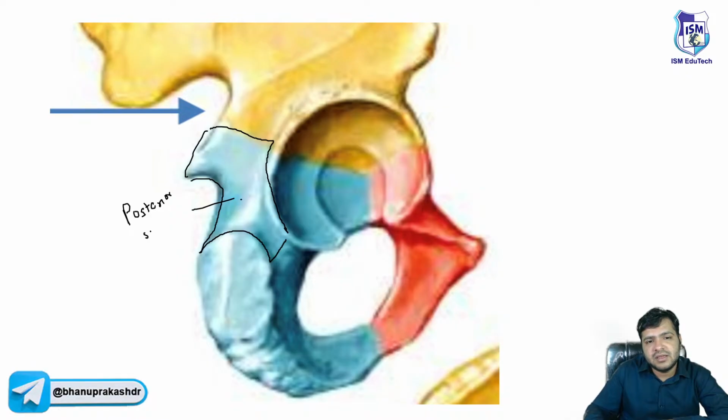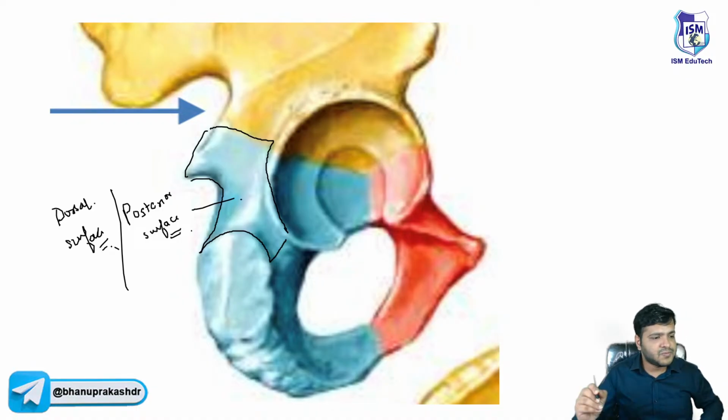पीछे की तरफ हो गया posterior surface. ओके, पोस्टीरियर सरफेस, पोस्टीरियर को और क्या बोलते हैं, डॉर्सल भी बोलते हैं। सो दिस इज द पोस्टीरियर सरफेस बेटा. It continues with the gluteal surface of ilium.